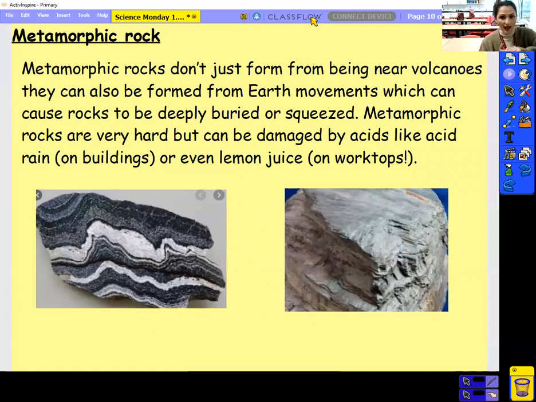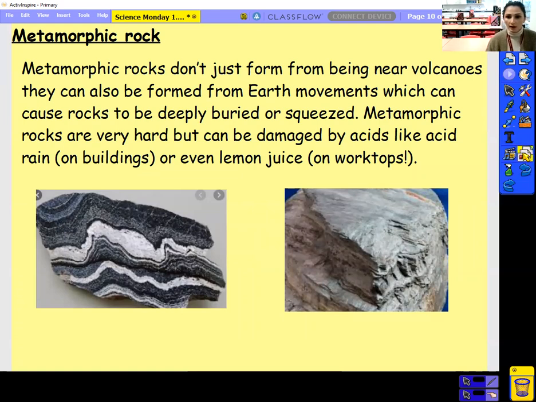So again, metamorphic rocks are rocks that have been squeezed down for millions and millions of years, okay, and they're eventually mined, and we can use them for our buildings and kitchen worktops, but they can be damaged by acidic things, okay. So normally they're strong, but as soon as there's something acidic on it, something like rainwater or lemon juice, it will damage it.